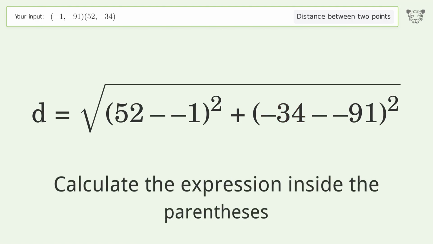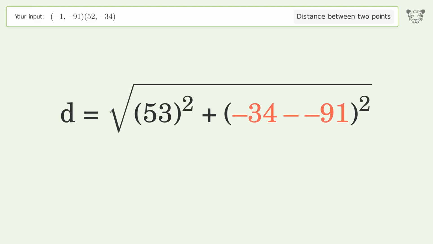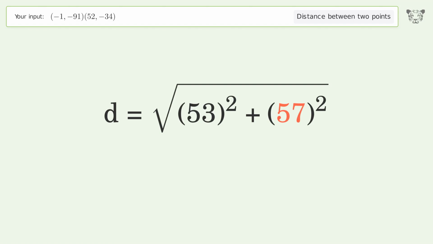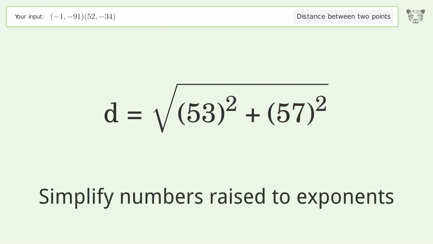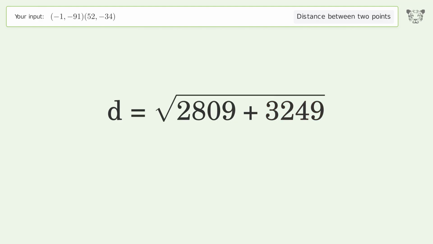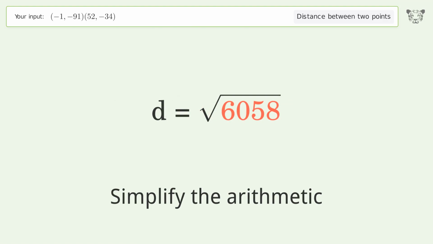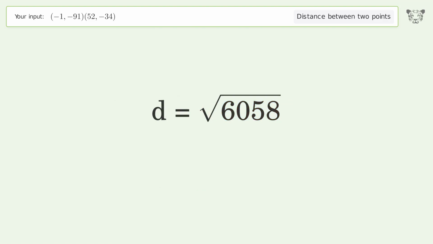Calculate the expression inside the parentheses. Simplify numbers raised to exponents. Simplify the arithmetic. And so the distance between the 2 points is the square root of 6058, or 77.833.